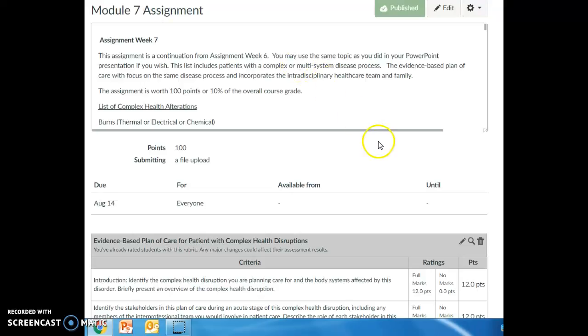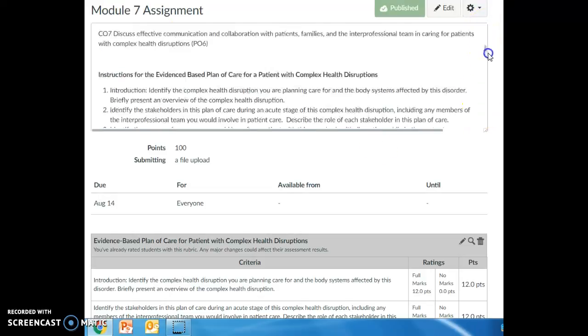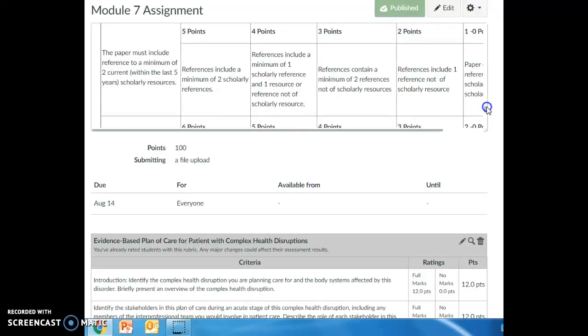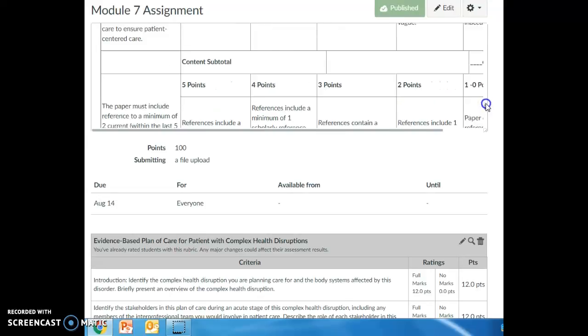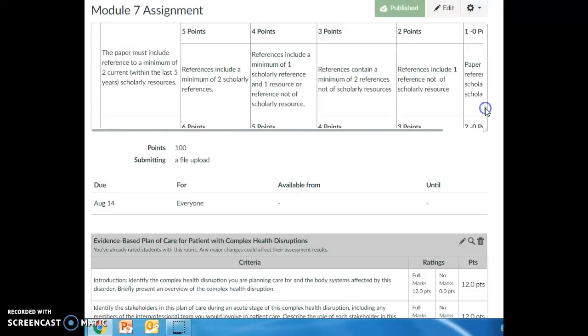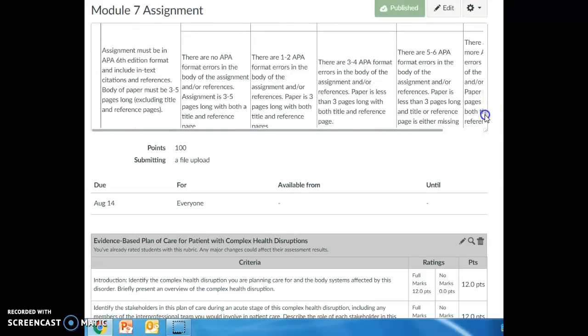And just some hints about writing a paper: I'm going to skip down to the bottom of the rubric first to give you some hints about how to set up your paper. And I think when you do that, it will really help you. Remember, your paper needs to be 3 to 5 pages, but let me start here. Your paper needs to have at least 2 scholarly references within the last 5 years. It's a good idea to use another 2 references besides your textbook. Then the paper must be in APA format.